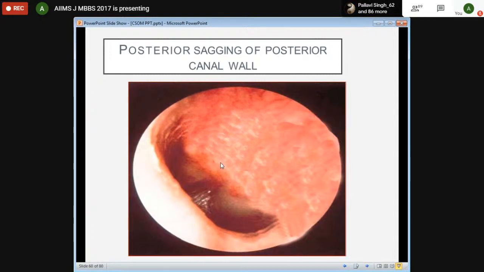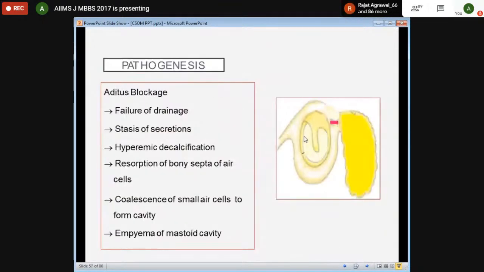It may be palpable because the bony part of the posterior canal wall here is decalcified. There is only periosteum and mucosa, which is bulging. So this is known as sagging of the posterior canal wall. Due to this infection, the bone gets dissolved, and because of this the skin and the periosteum bulge and sag inside the canal. This is known as sagging of the posterior canal wall. Okay?